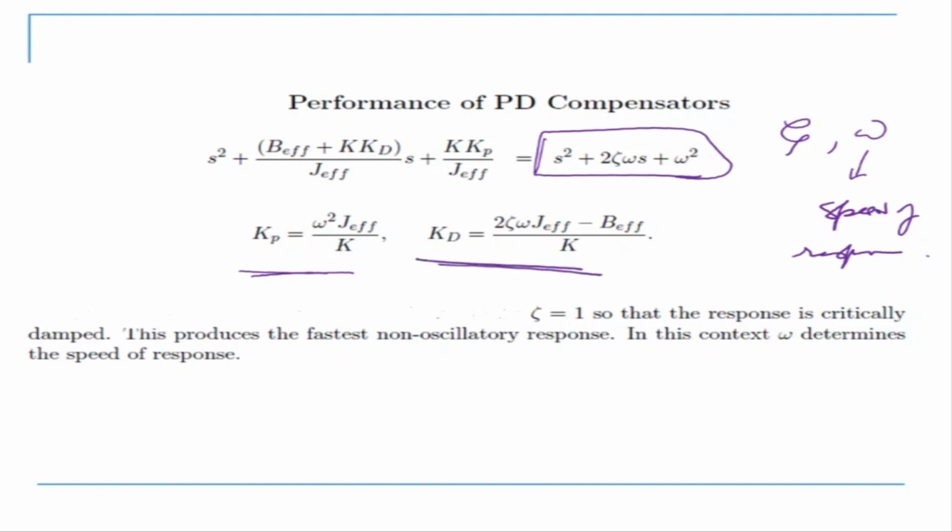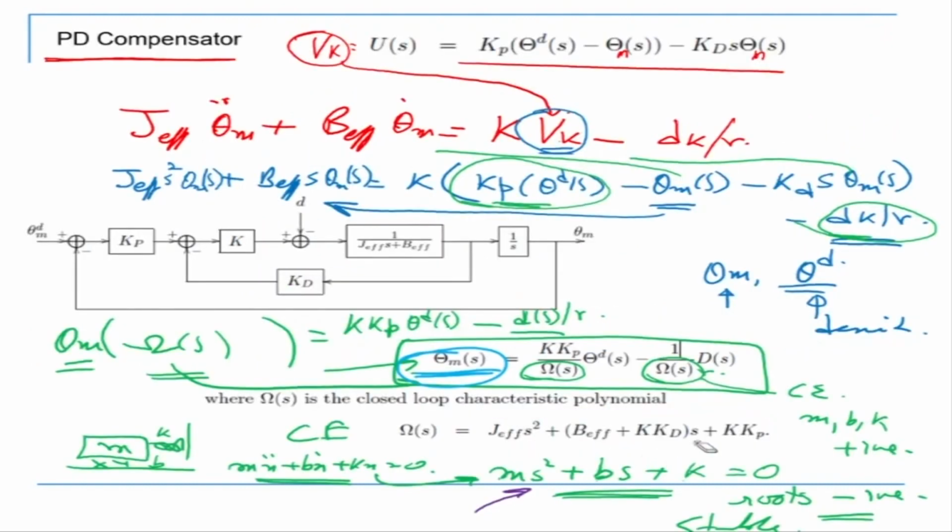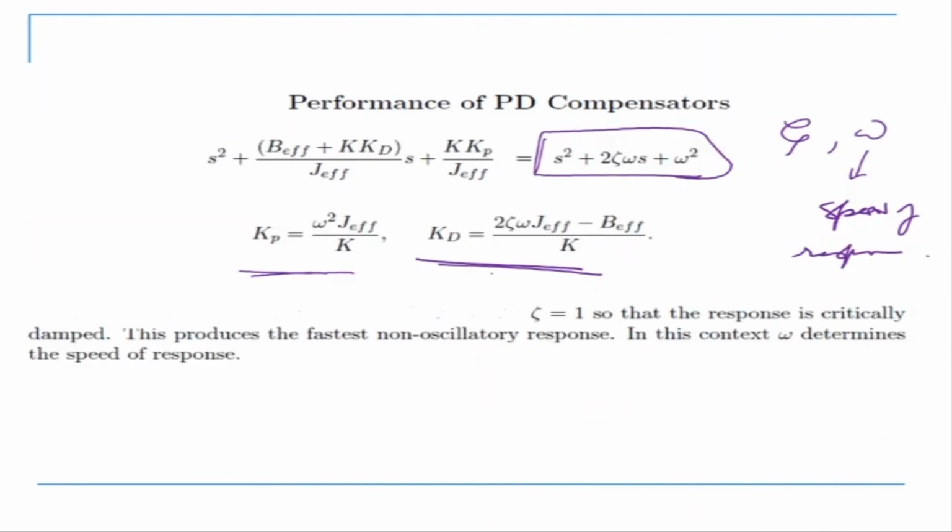So let me just go back and explain what we did here. We have this equation. I want to write this equation in the form s squared plus 2 zeta omega s plus omega squared. So I have written it in this form. Now what is omega and zeta? Omega and zeta in terms of our Kp and Kd are given by this.